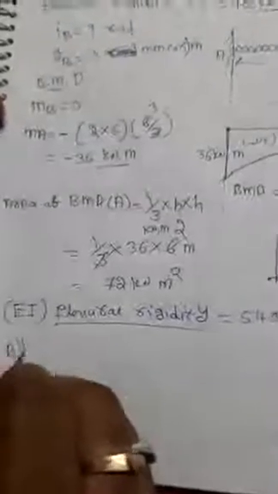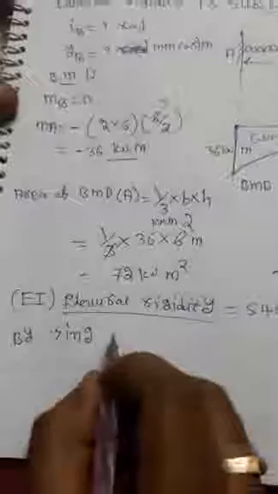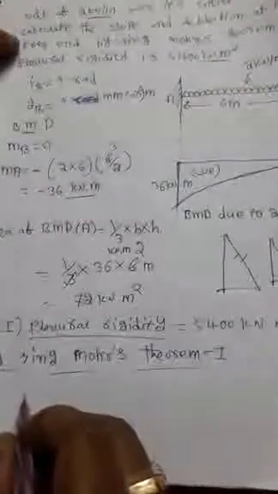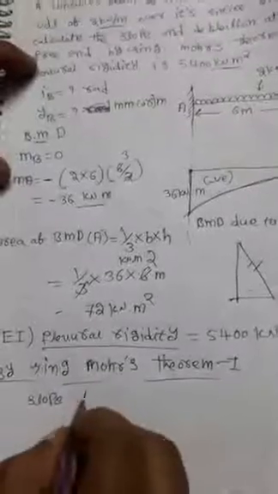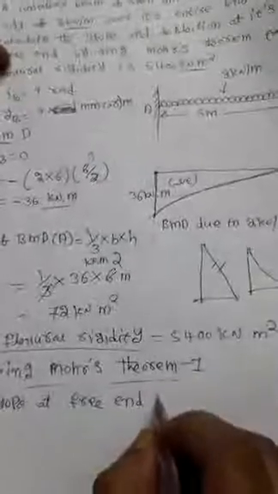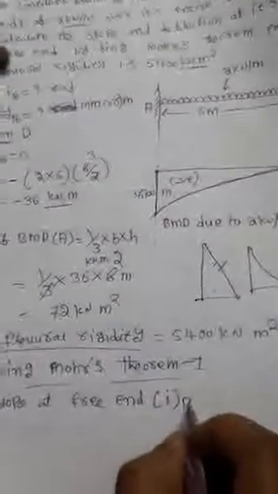And next, by using Morse theorem 1. Morse theorem 1 denotes the slope equation. That is the requirement in the problem: calculate the slope at the free end. Slope at free end. The free end is nothing but B, so here it is denoted as theta maximum also.